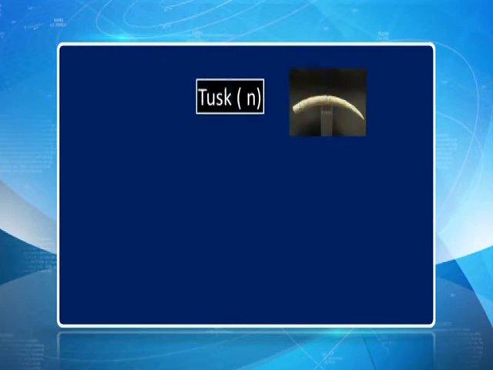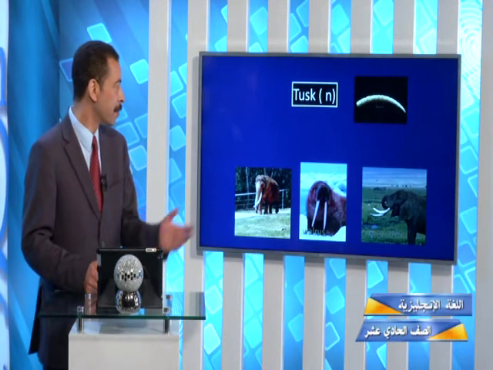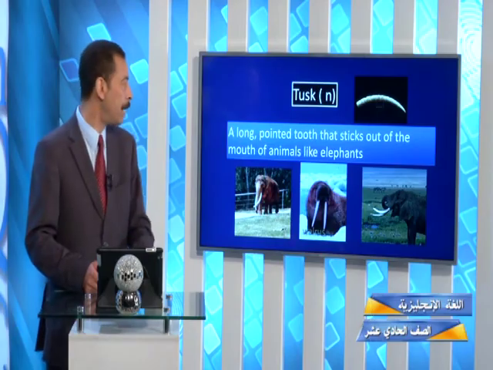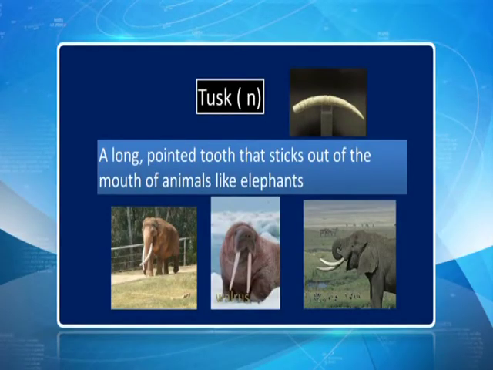Our next word is tusk. Now you see this lovely piece of art made from a tusk. What is a tusk? It is that long pointed tooth that sticks out of the mouth of animals like elephants and others like the walrus. So we have here two pictures of elephants, and in the middle we have a walrus. They all have what we call tusks, and these tusks are expensive, and some animals are killed for these tusks.